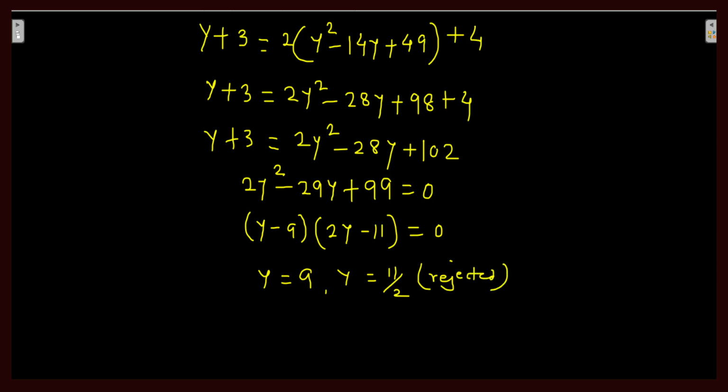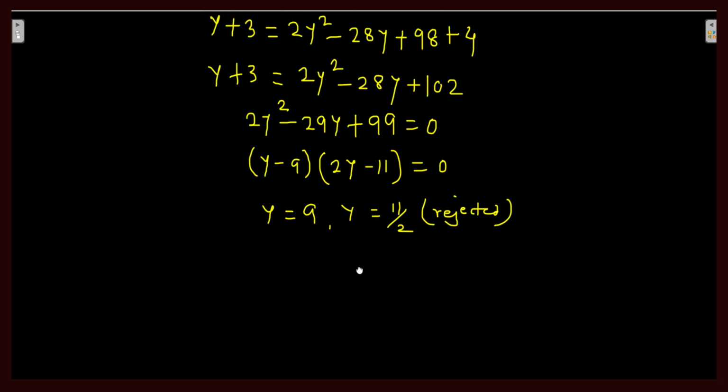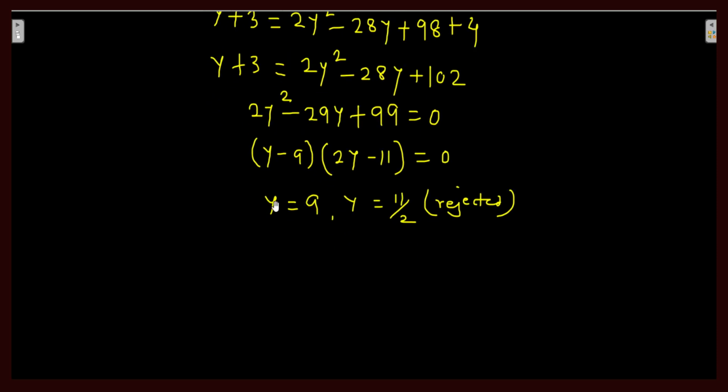And therefore y is equal to 9. Y is the age of Swati, and therefore Swati's age is 9, and so y is equal to 9. Highlight this. Now we have to find the x.